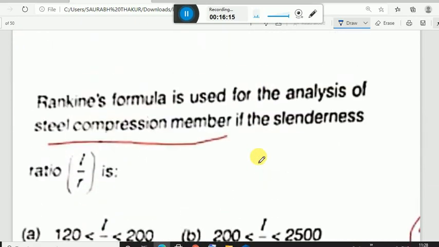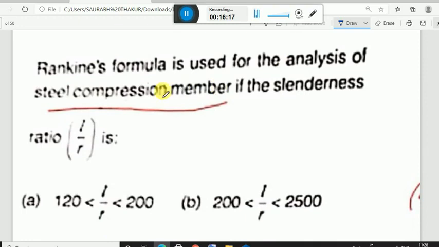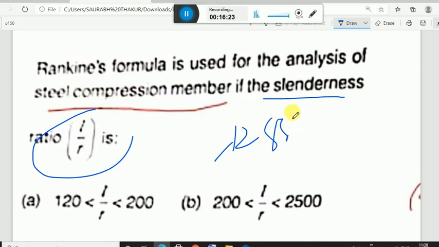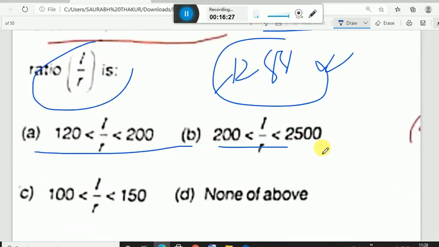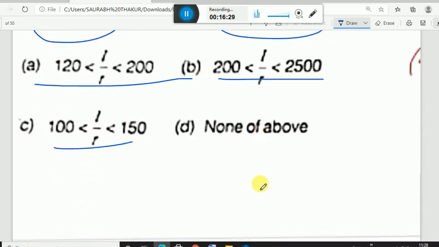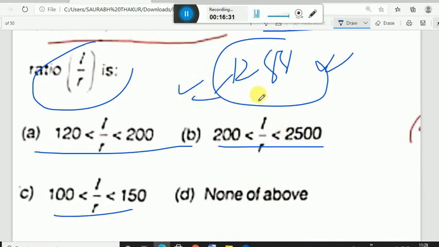Let's move to the next question. Rankine's formula is used for the analysis of a steel compression member if the slenderness ratio L by R, lambda, is greater than or equal to 88. I think none of the options are matching with it.